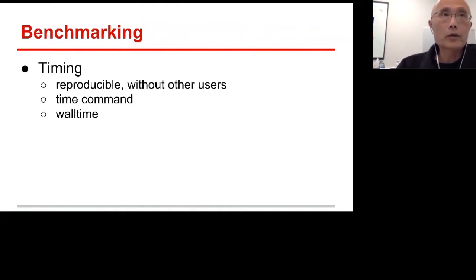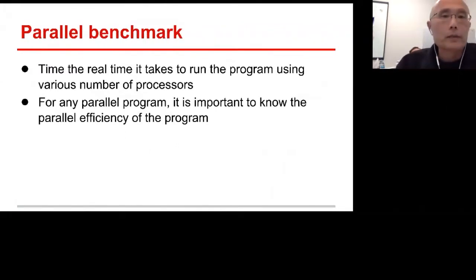That means without having other users interfering with your runs. You can use the time command and look at what we're used to calling wall time, which is basically the real time on the clock on the wall, I guess, where it comes from. For running parallel benchmarks, you want to time the real time using different numbers of processors. And you need to establish the parallel efficiency, to know how many cores you should be using to get the maximum throughput, basically.